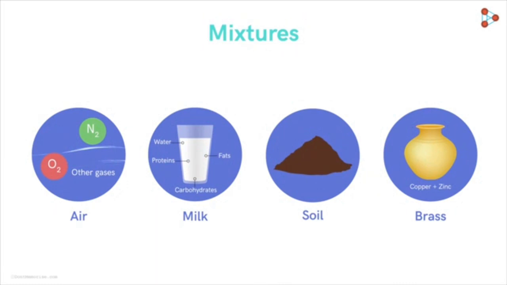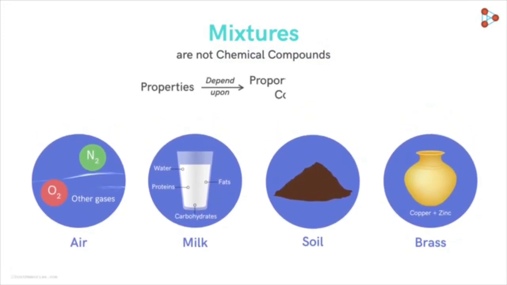pure substances. We know that a mixture is not a chemical compound. In all of these examples, the different components in the mixture are not chemically combined. That is, they do not chemically react with each other to form compounds. There is one interesting characteristic of a mixture. Its properties depend on the proportion of the different components in it.